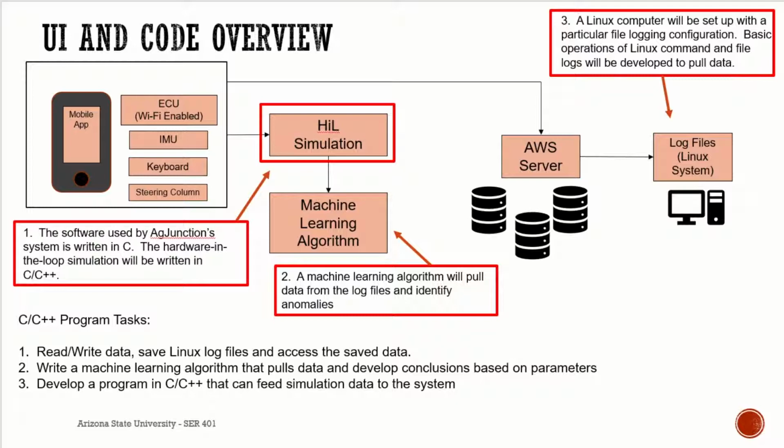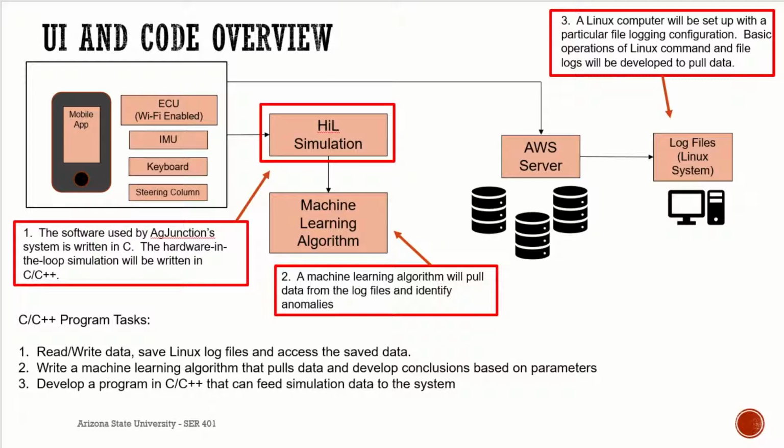This is the algorithm that is pulling data from those log files and scanning them for anomalies, and then those anomalies will be identified and sent to the user. Next is developing a program in C++ that could feed simulation data to the system. So AgJunction has provided us with a C program. We will be developing our program in C++ to feed data to their system.